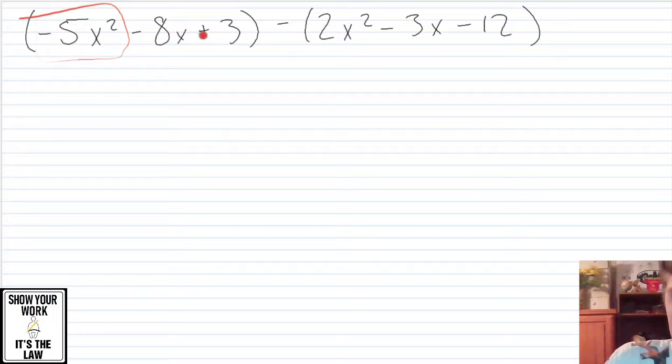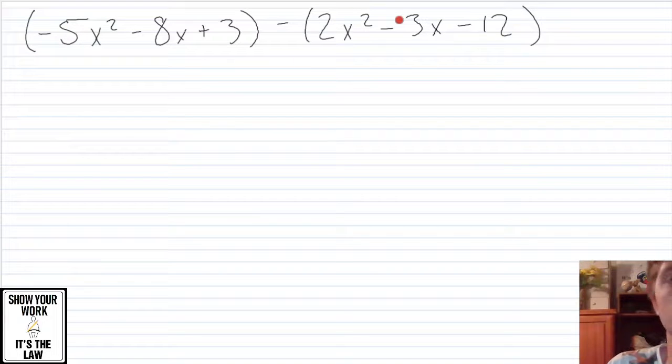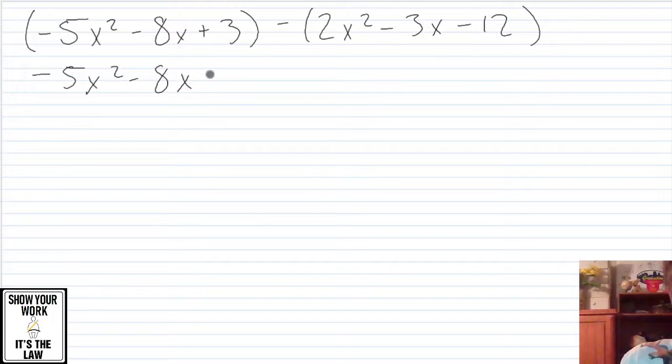Trinomial, 3 terms, another trinomial. This one has a degree of 2 because that's the highest degree of the polynomial. This one also has a degree of 2. Alright, so let's drop the parentheses. This one doesn't have anything to distribute, so the signs stay the same. This one has a negative to distribute, so the signs will flip on all terms.